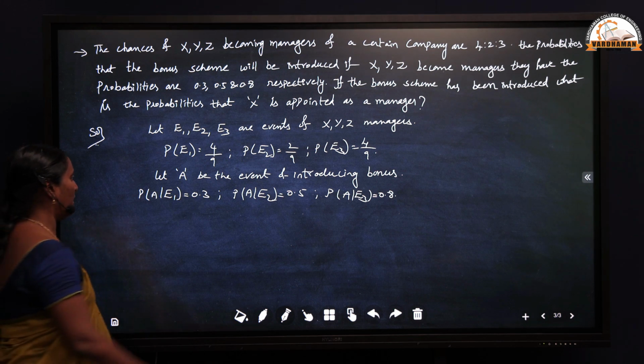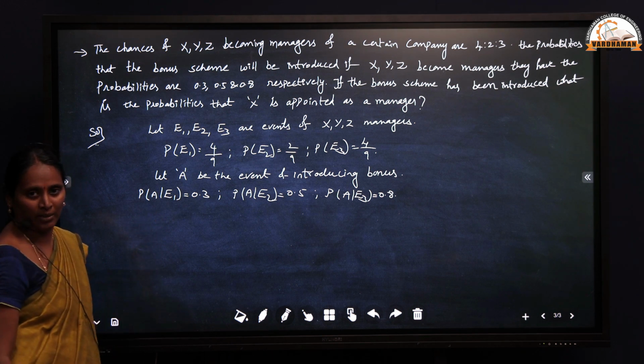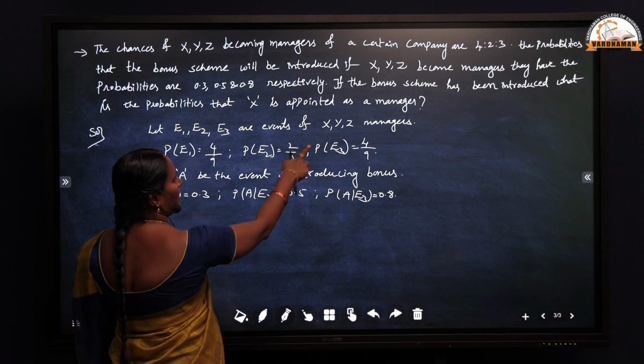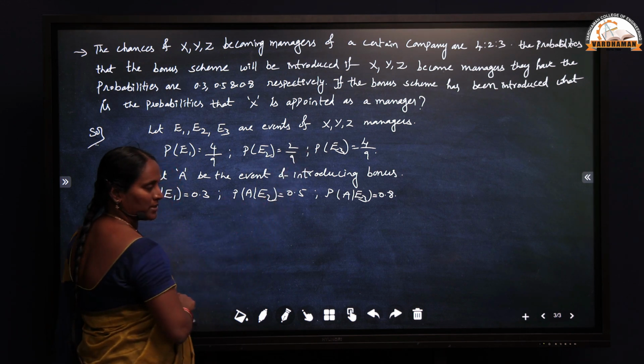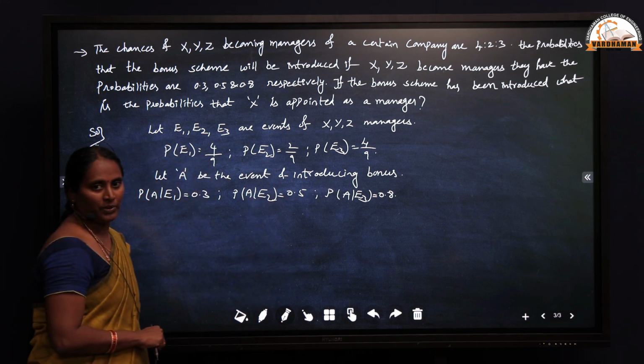What happened here? The event E1 has already happened. It is the manager X achieving the bonus scheme. Like this is the meaning of A given E2. E2 is the manager Y getting the bonus scheme. E3 is the manager Z getting the bonus scheme, that is 0.8.